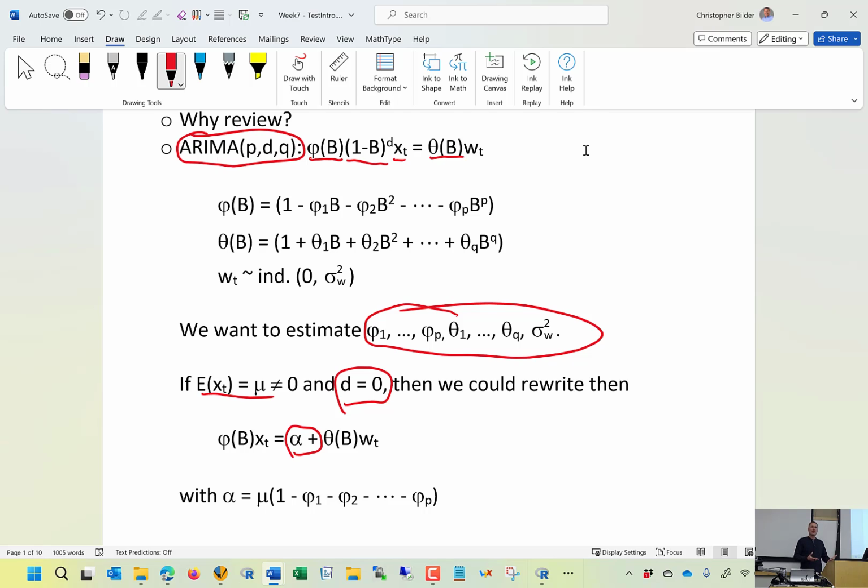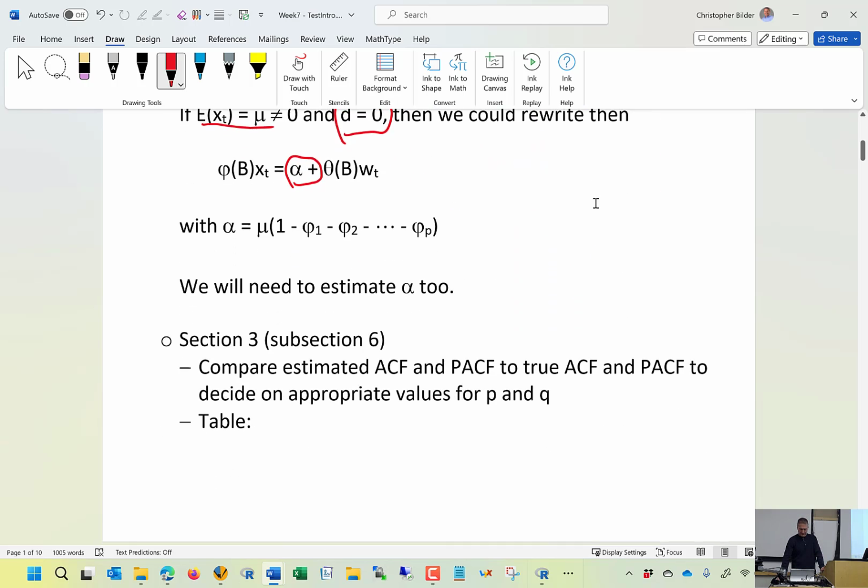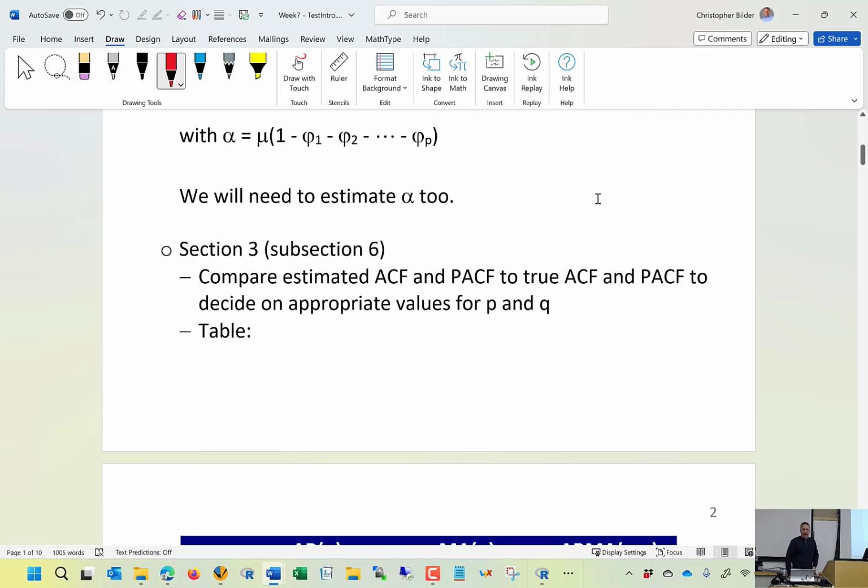So if we have differencing, why don't we have to estimate it? Anyone remember why? So first differences will look like this. Okay. What's the expected value of that? 0. Okay. That's why.